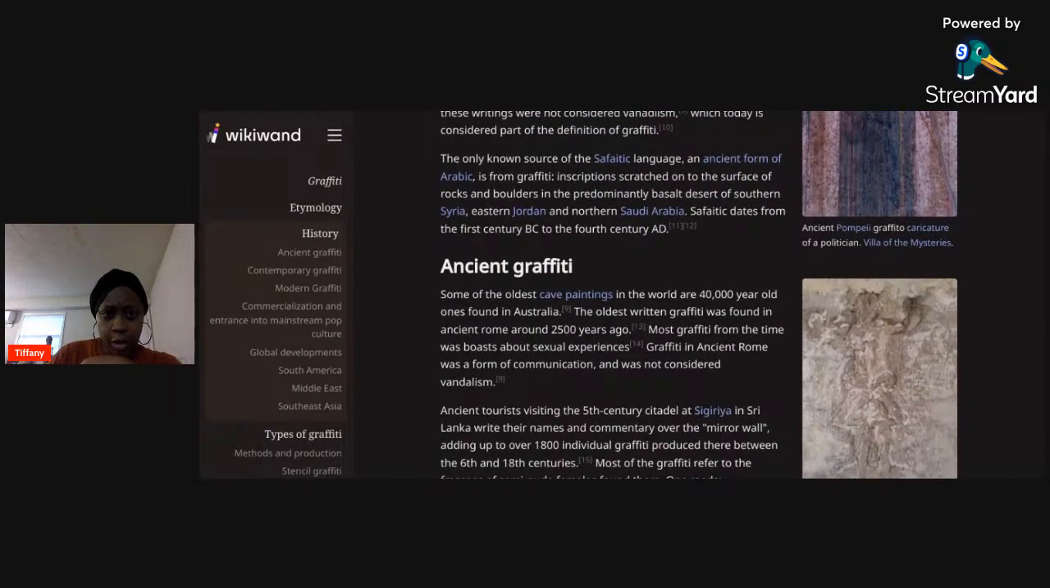So the only known source of Safaitic, a language of an ancient form of Arabic, is from graffiti, inscriptions scratched on the surface of rocks and boulders in the predominantly basalt desert of southern Syria, eastern Jordan, and northern Saudi Arabia. So Safaitic dates from the 1st century BC to the 4th century AD.